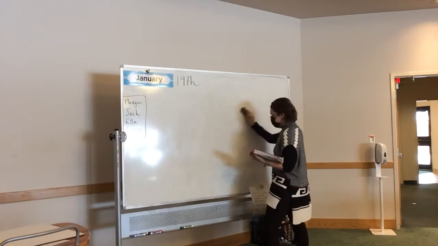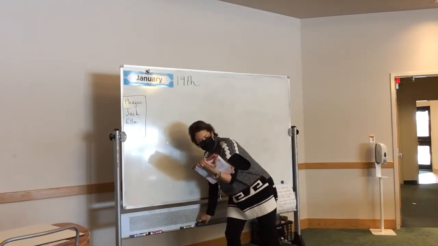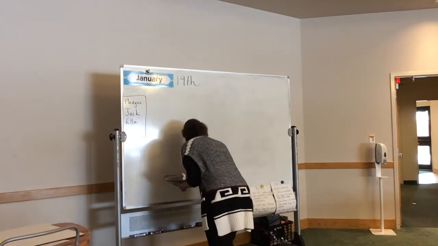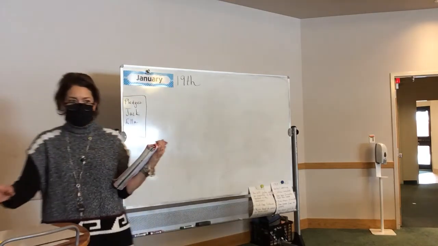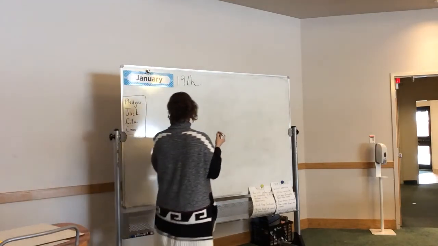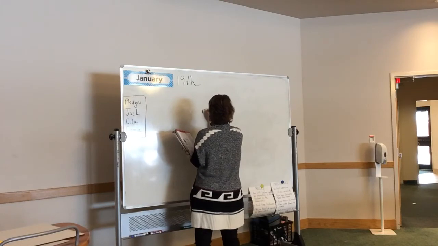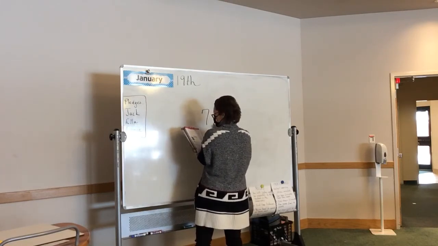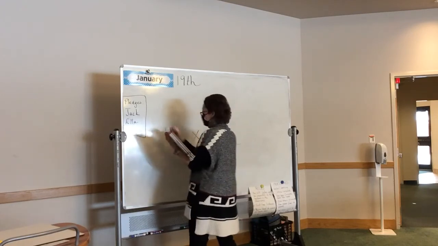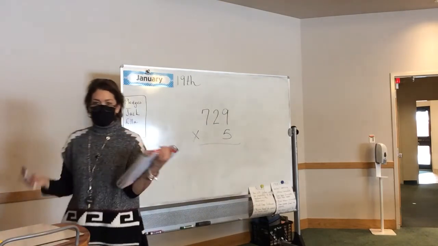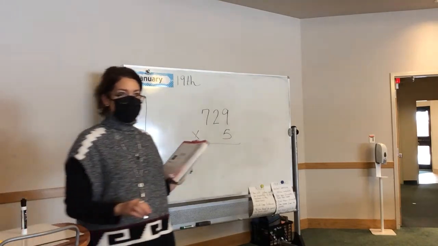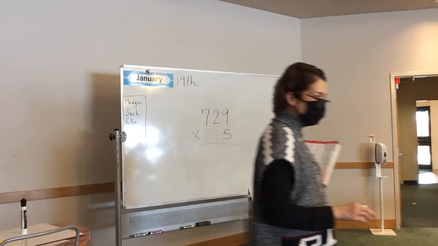All right. Get out your whiteboards. What is 729 times 5? 5, 4, 3, 2, 1. Show me what you got.